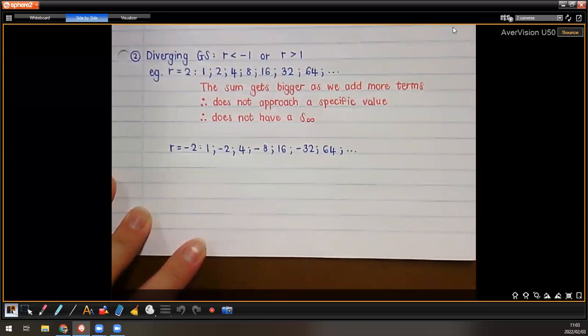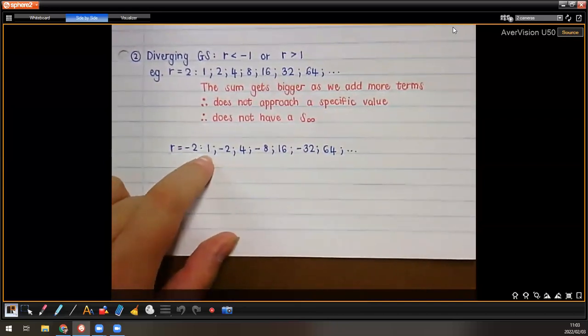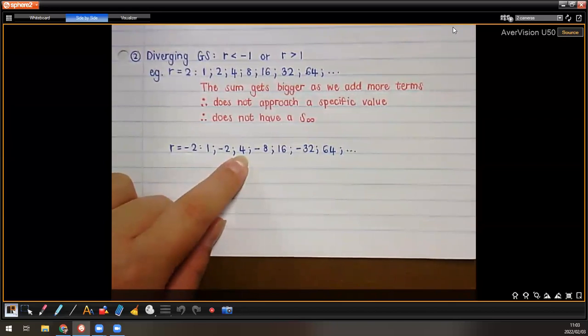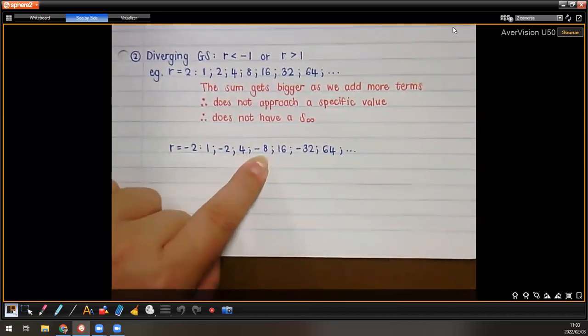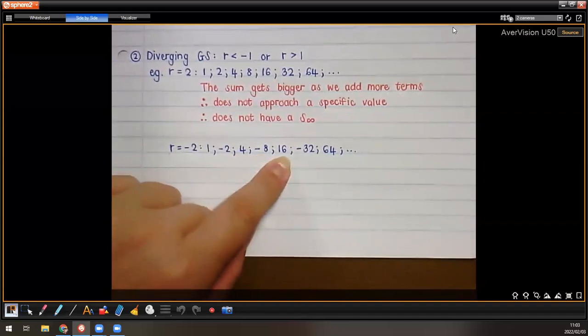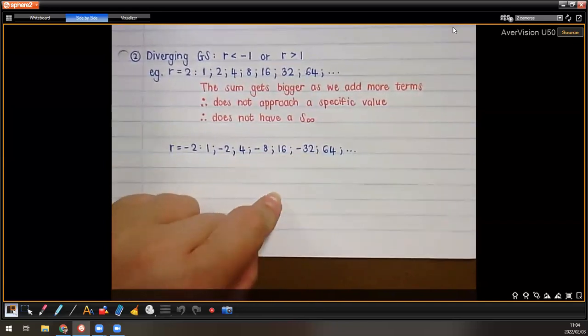Now let's think what's going to happen to the sum when we actually start adding these terms together. The sum to 1 is going to be 1. The sum to 2 is going to be 1 minus 2, which is -1. Then -1 plus 4, so the sum to 3 is going to be +3. Then for the next one, we need to subtract 8, so that's going to be -5. Then we're adding 16, so we're going into the positive again. Then we subtract 32, we're going into the negative.